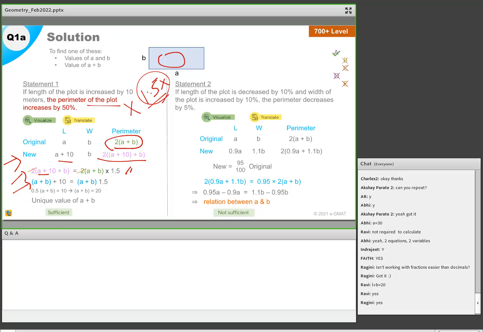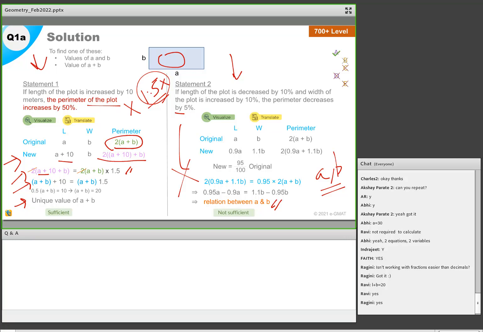Absolutely. So what this means is that in variation 1a, this is more than enough. You're able to solve it using the given statement 1. Now let's move to statement 2 because that's where things get interesting. If the length of the plot decreased by 10% and the width of the plot increased by 10%, this is exactly the same as the first case. Again, you will arrive at a relationship between a and b, but with just the relationship between a and b, you have no idea what a plus b is. So just like in the last case, statement 2 is not sufficient.